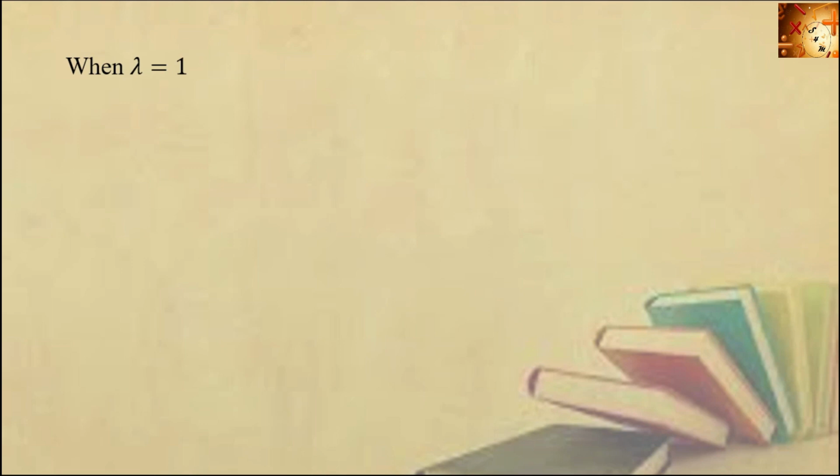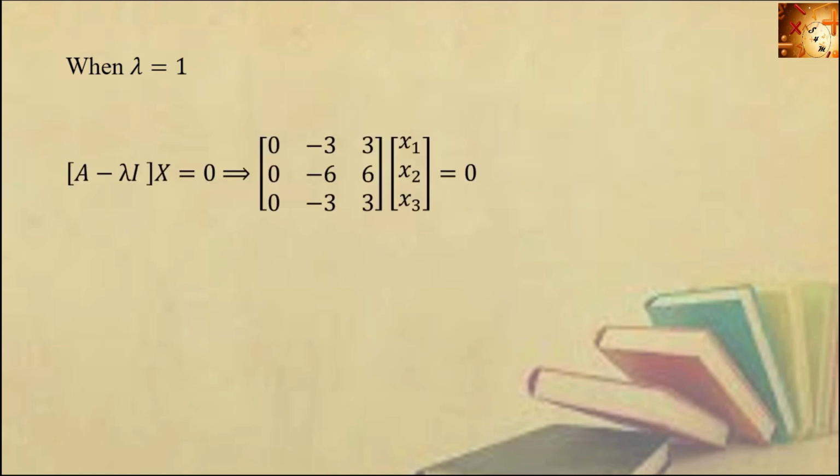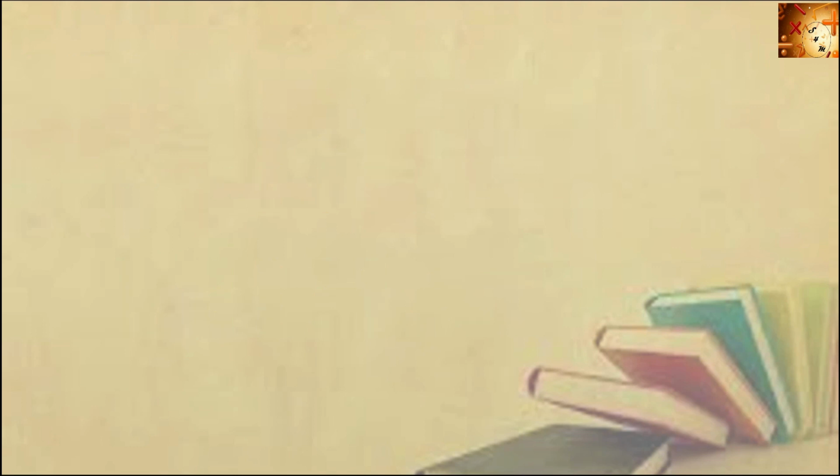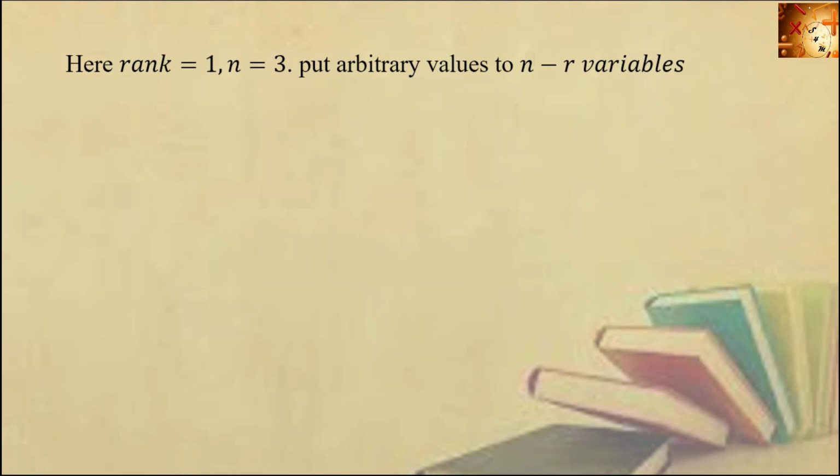Similarly, when lambda equal to 1, the matrix is like this. Here, the first non-zero element in the first row is -3. So we want to make this -6 as 0 and this -3 as 0. So the transformation is R2 changes to R2 minus 2 R1 and R3 changes to R3 minus R1. So this is the matrix. Here rank is equal to number of non-zero rows, that is 1, and n is equal to 3. Then infinite number of solutions.